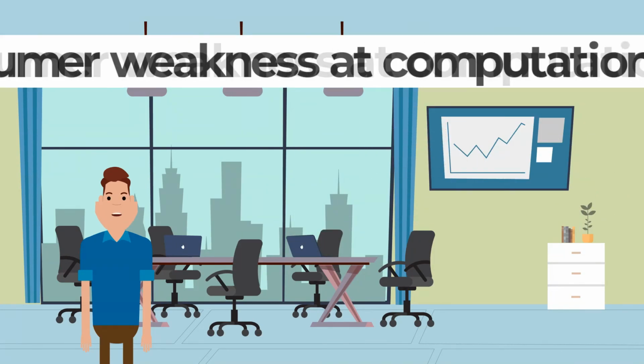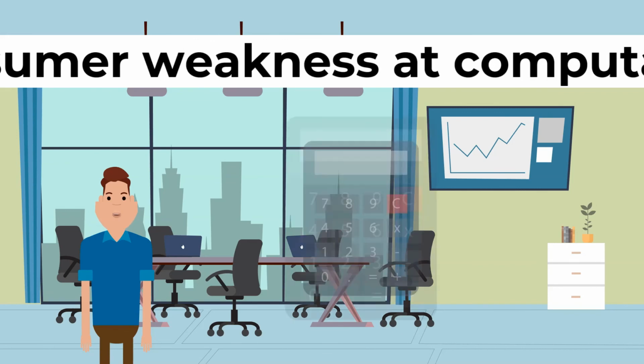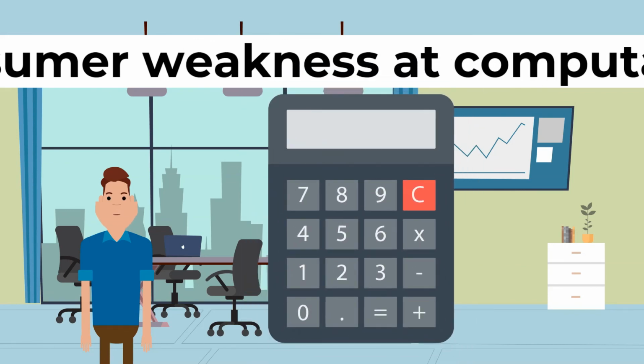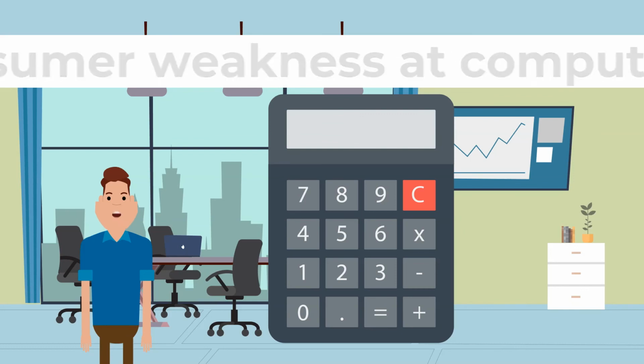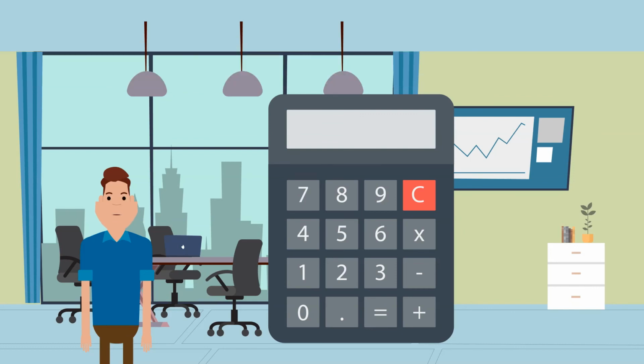3. Consumer weakness at computation. Many consumers aren't willing or able to make comparisons between prices, and so they will buy more expensive goods than needed. For example, many customers buy multi-pack goods because they assume they are cheaper, but this is not always the case. Also, consumers are sometimes poor at self-control and so do things they know they shouldn't.